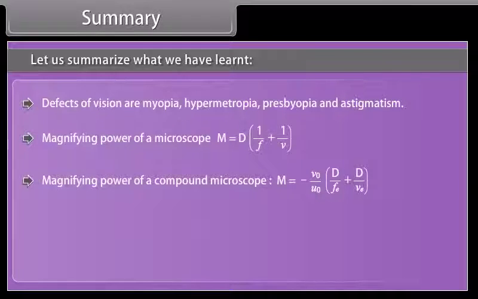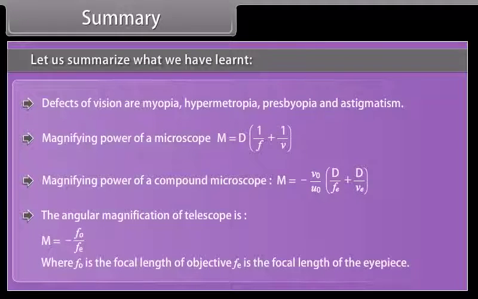Magnifying power of a compound microscope, m is equal to minus v0 upon u0 into d upon fe plus d upon ve. The angular magnification of telescope is m is equal to minus fo upon fe, where fo is the focal length of objective and fe is the focal length of the eyepiece.